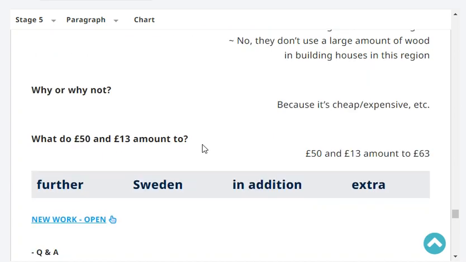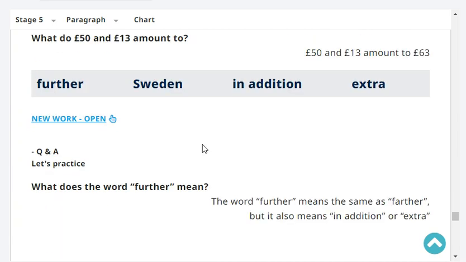50 pounds and 13 pounds amount to 63 pounds. Very good. What does the word further mean?